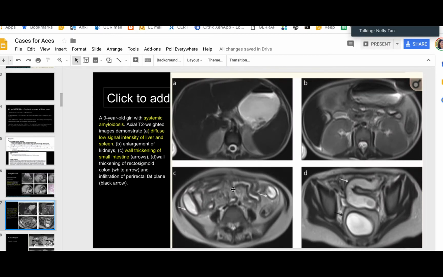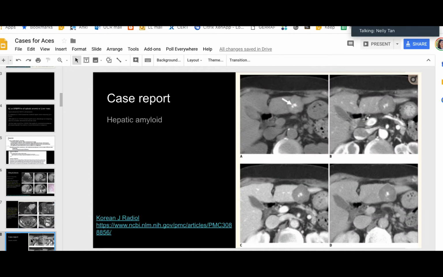And then there's another case that I saw. It's this patient with systemic amyloid, and I didn't realize this, but they can have a combination of liver and bowel findings. In this patient with systemic amyloid, they had diffuse low signal liver and spleen signal intensity, which is what we have in our patient. And there's wall thickening of the small intestines here. These are all non-con, so we can't really see the mucosal hyperemia. And then there was one case report that I saw where there was a hepatic mass-like amyloid. It's usually diffuse heterogeneous, but here this is a pathology-proven amyloidoma of the liver.